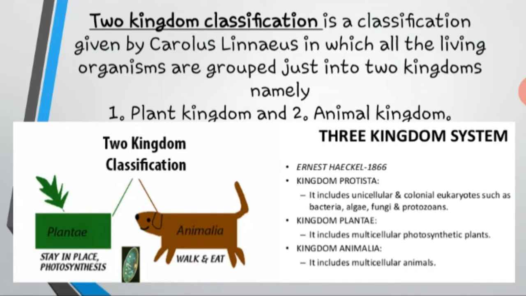So basically, 2 kingdoms were introduced. It has already been discussed: plants and animals. And then Haeckel said no, the protista are there. They are unicellular, colonial, bacteria, algae, fungi were there.